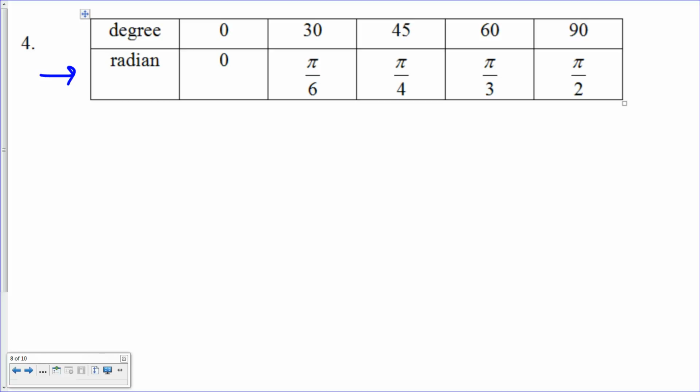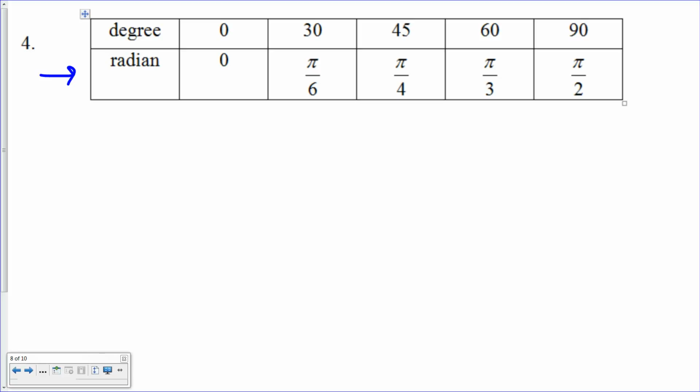You could memorize that 3's and 6's go together. 30 degrees is pi over 6. 60 degrees is pi over 3. You could also remember that for 30 degrees, the bigger number has to go in the denominator to make it smaller, so that's why it's pi over 6. For 60 degrees, the smaller number has to go on the bottom to make it a bigger number, so that's why it's pi over 3.